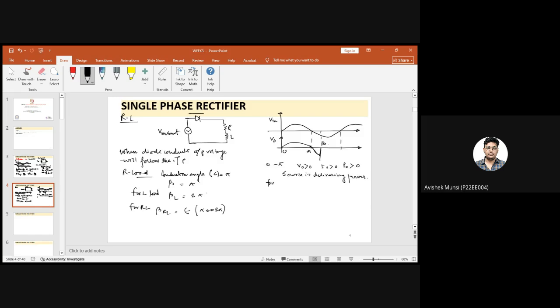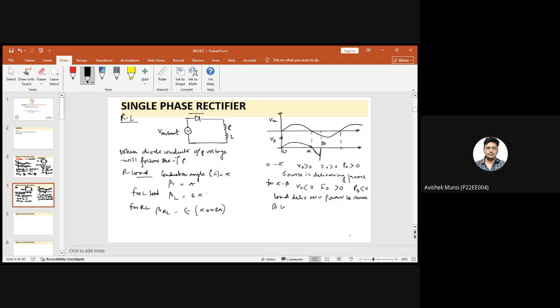Now from pi to beta, in that case, what will happen? My V0 is less than 0, my I0 will definitely be greater than 0, and my P0 will be less than 0. So in this case, what will happen? My load will be delivering the power to the source, just like an inverter.